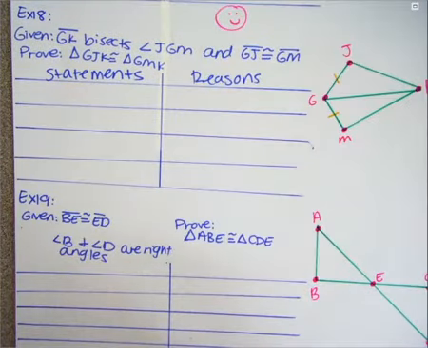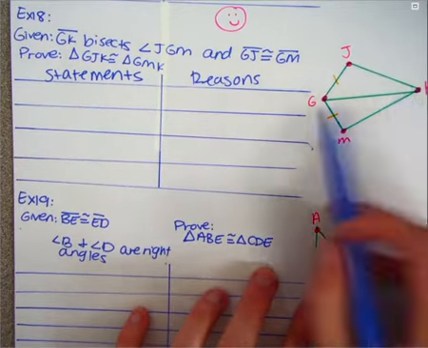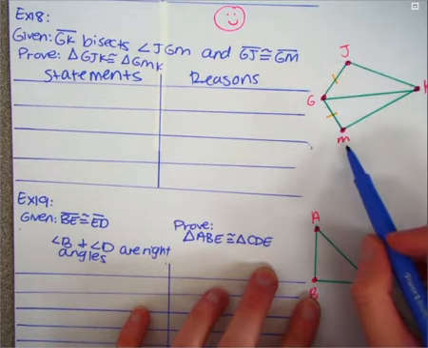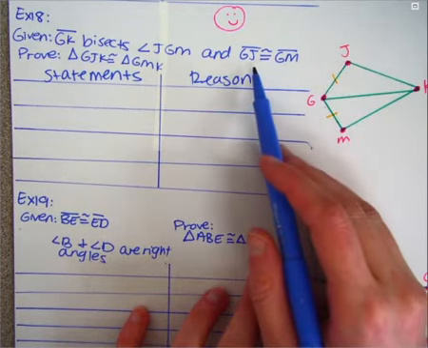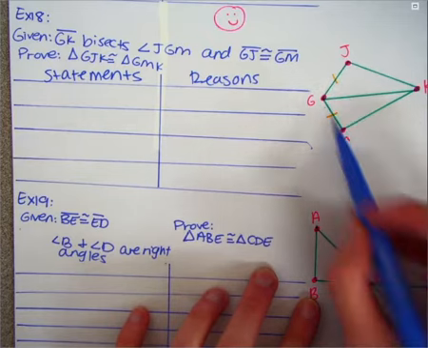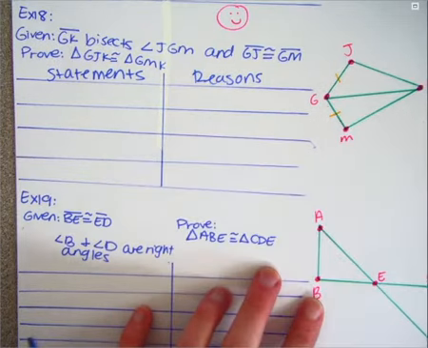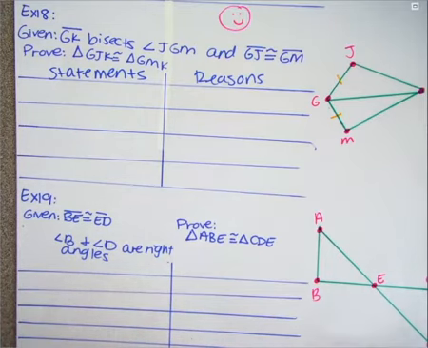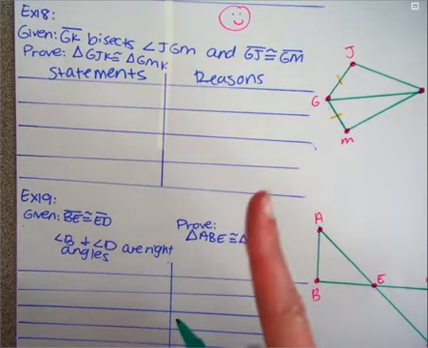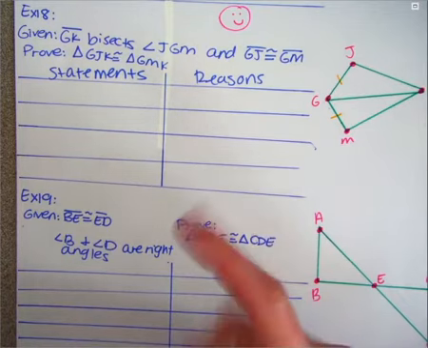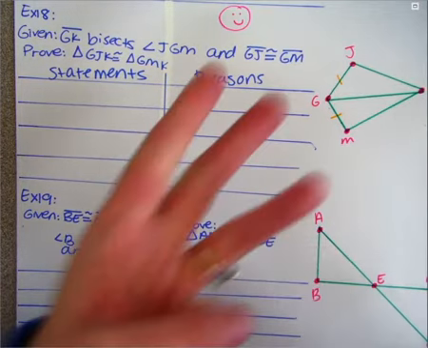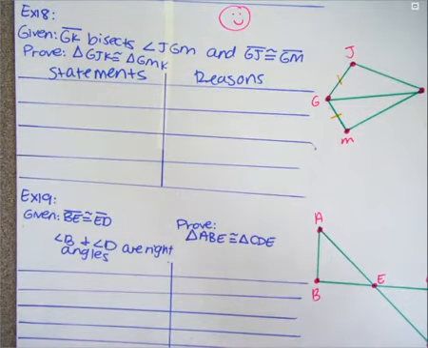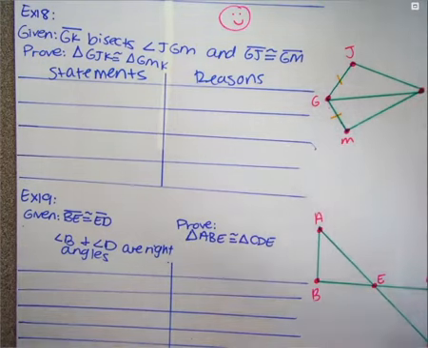Okay, so I know that segment GK is bisecting angle JGM. I also know that GJ is congruent to GM, which I already have marked in my picture as congruent. So let's get going on this proof and see where it takes us. So remember, we're trying to show triangles are congruent by SSS, SAS, ASA, or AAS. One of those shortcuts will show us that these two triangles are congruent.